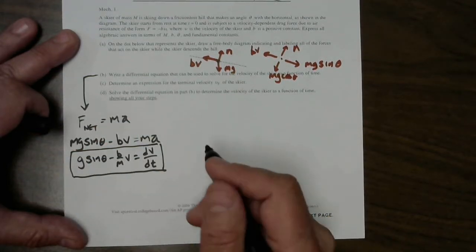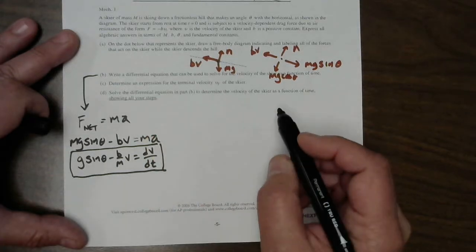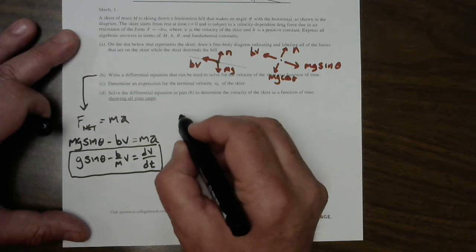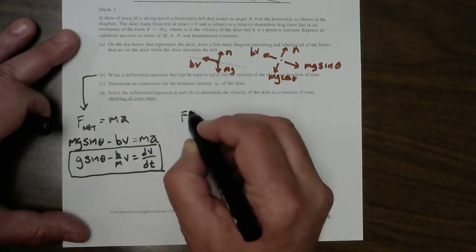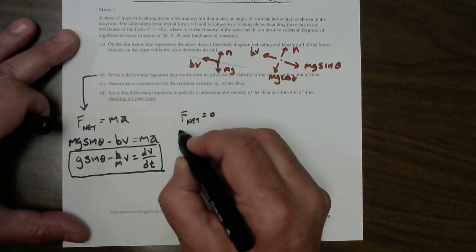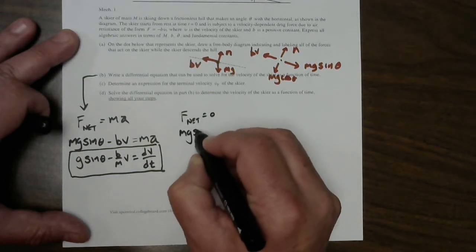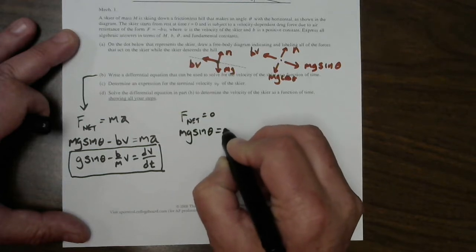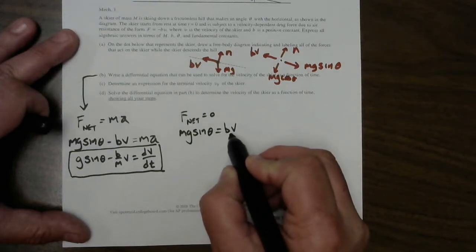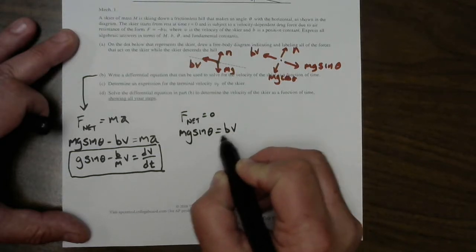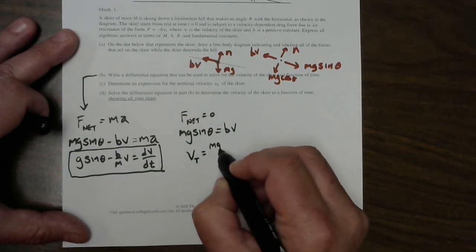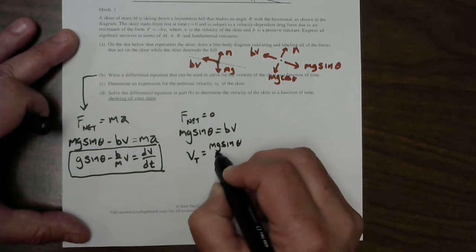But before we do that, we have part C to worry about, determine an expression for the terminal velocity of the skier. There's a number of different ways to think about this, but my favorite way is that the terminal velocity occurs when the net force is 0. And that means that mg sine theta, the force down the plane, will be equal in magnitude to bv, the force back up the plane. And that happens at a certain velocity. We can find that terminal velocity by simply dividing through by b. So we're going to have mg sine theta over b.